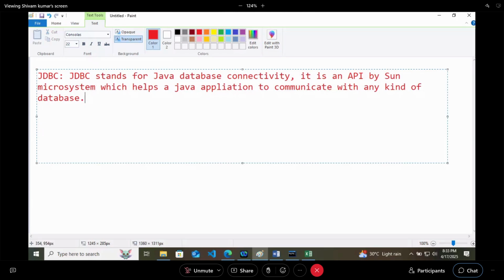Tomorrow we will have a session on Java plus JDBC. Means tomorrow Spring Boot class is not there, Java JDBC class is there, where we will not talk anything about Spring Boot. Our entire discussion will be to understand how Java can talk with database. After that, we will see Spring JDBC. Then what Spring will do, right?